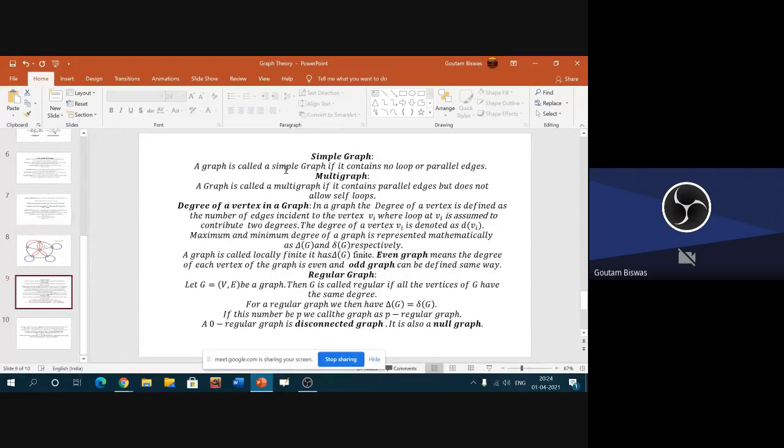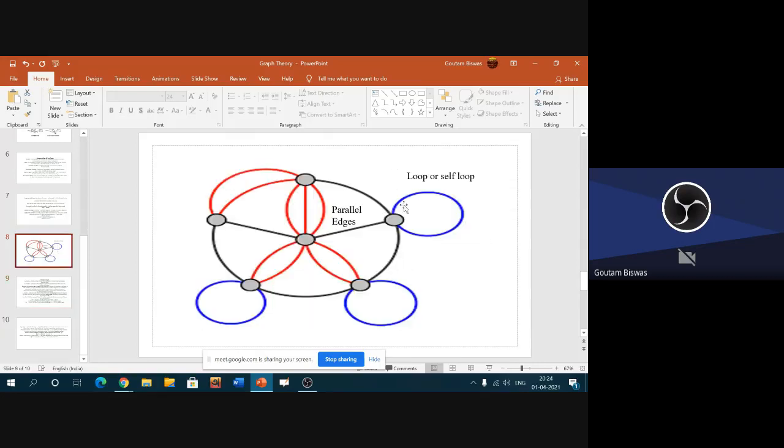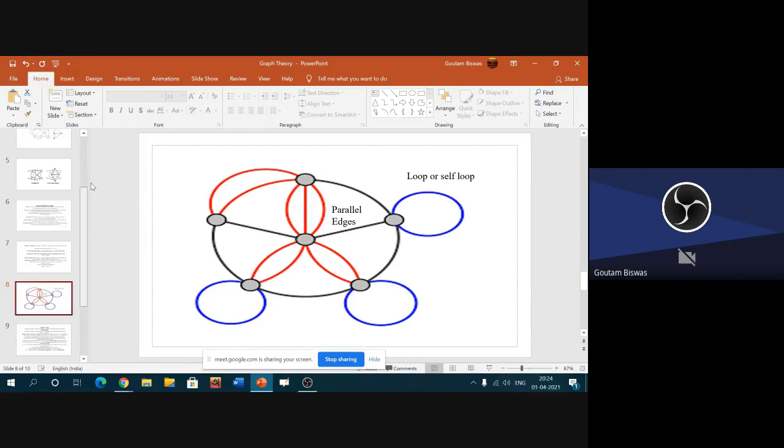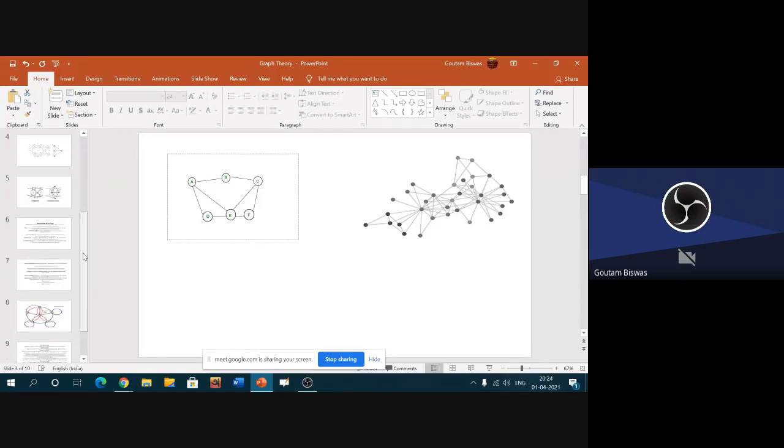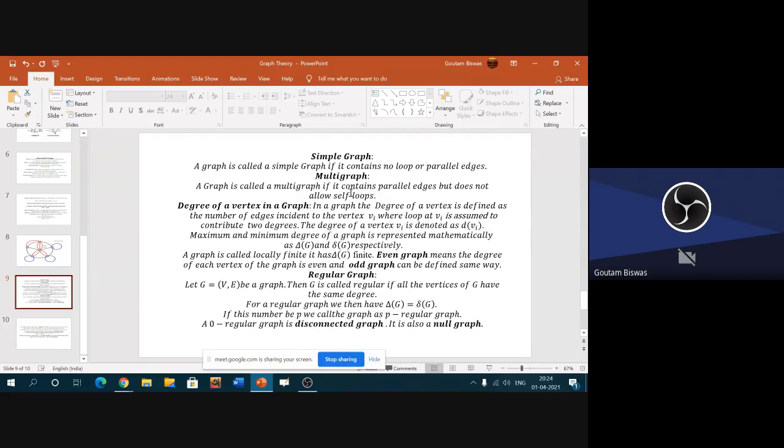A graph is called a simple graph, very important because your syllabus mostly covers this, if it contains no loop and no parallel edges. That means there must not be any loop or any parallel edges. So the loop will be absent, the parallel edge will be absent. What does that look like? It will look like this one. It's a simple graph. There are no parallel edges and no loop. Remember this fact.